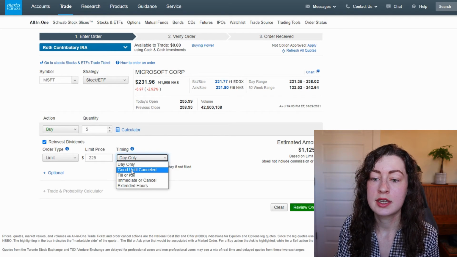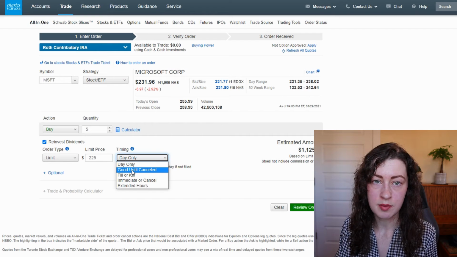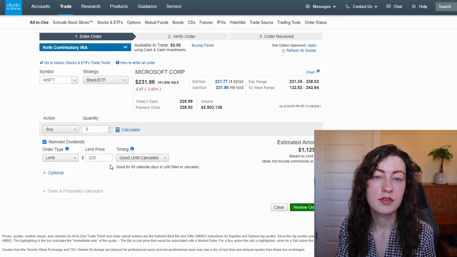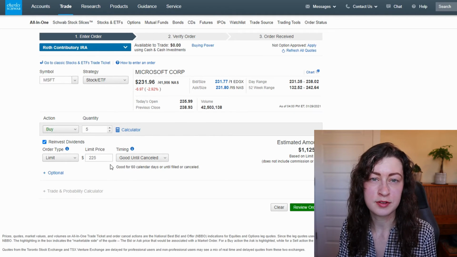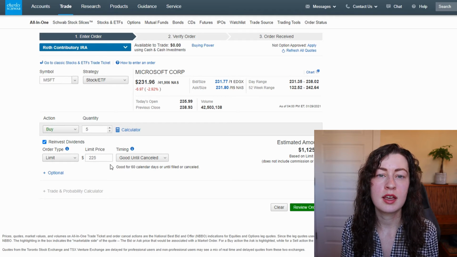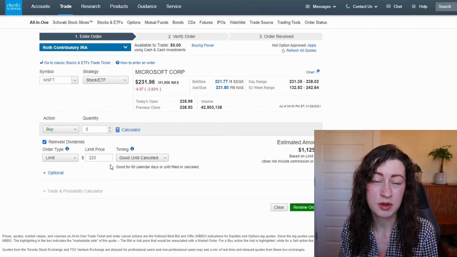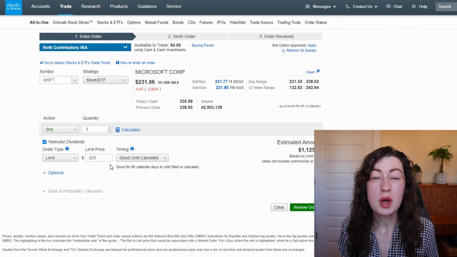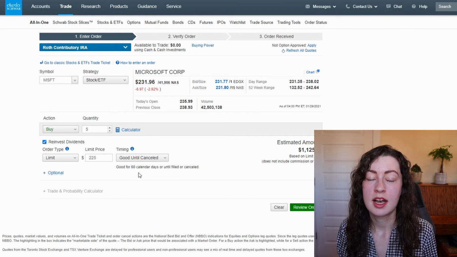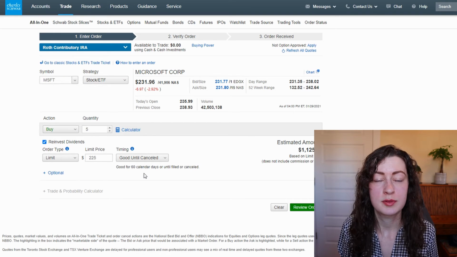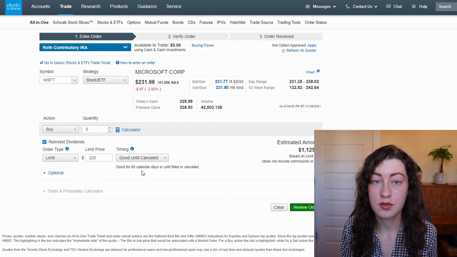If, on the other hand, I had something called good until canceled for the timing, this transaction would go through whenever Microsoft stock hits $225. Even if it doesn't happen on Monday, it would, maybe wait 2 weeks, however long it takes to drop to $225, then it would go through. Schwab has a little note down here where it says good for 60 calendar days, so it'll automatically cancel after about 2 months if the limit price is never reached.